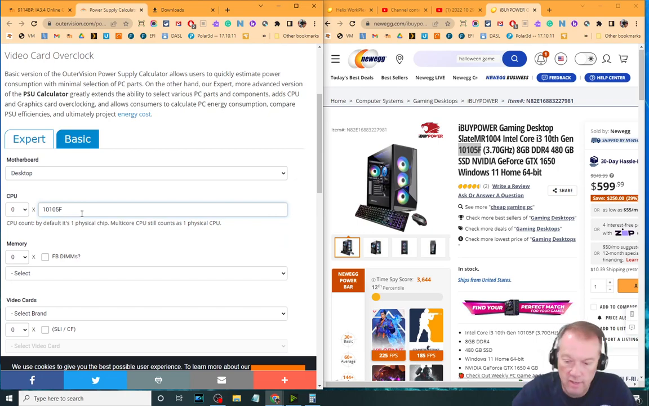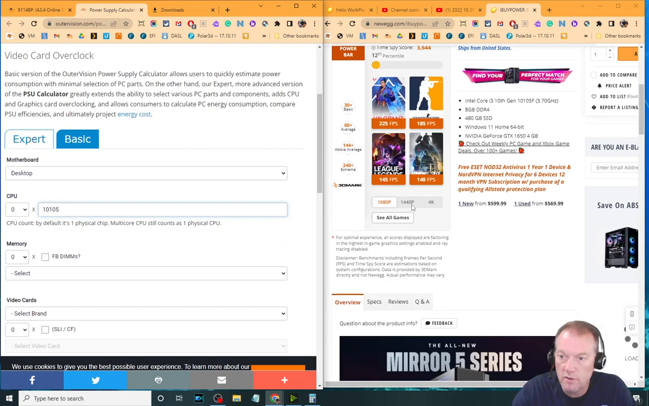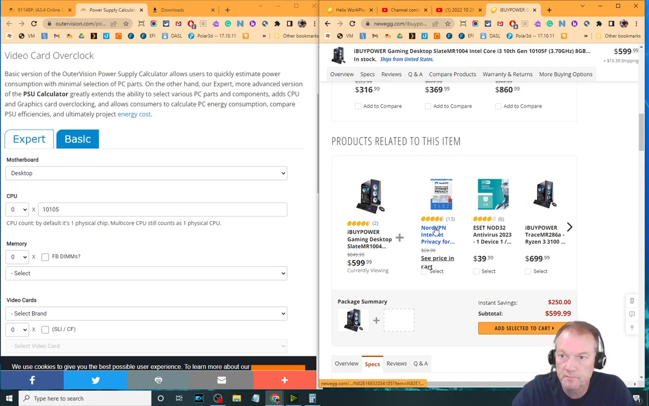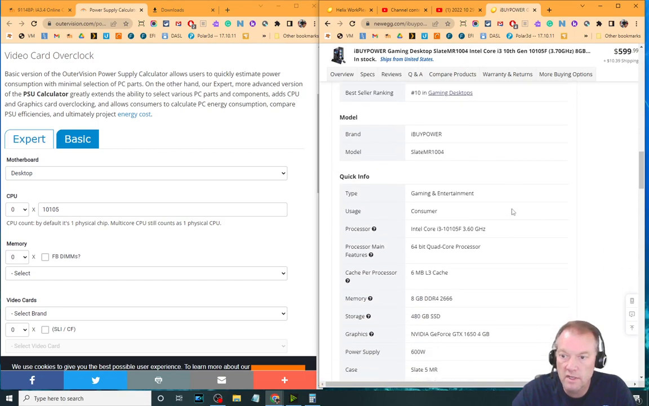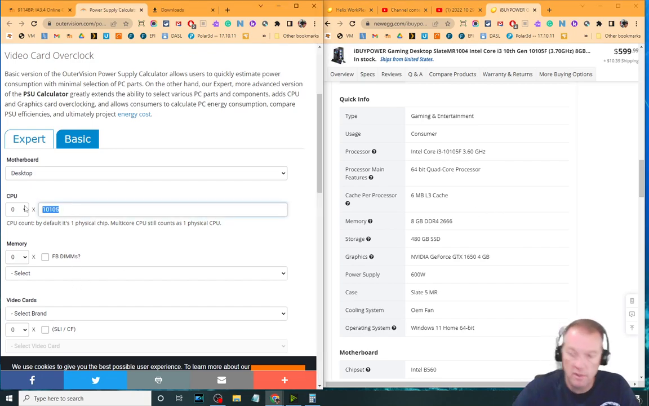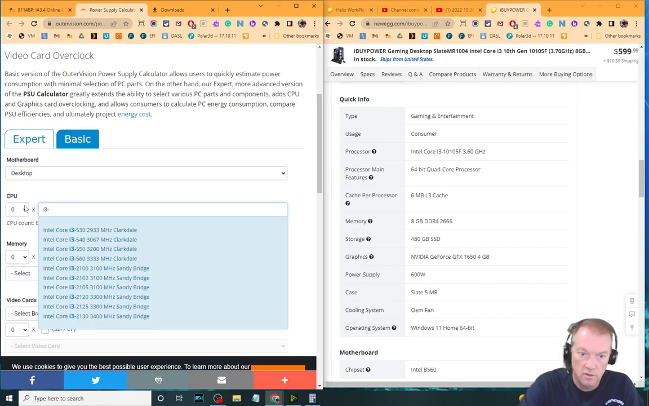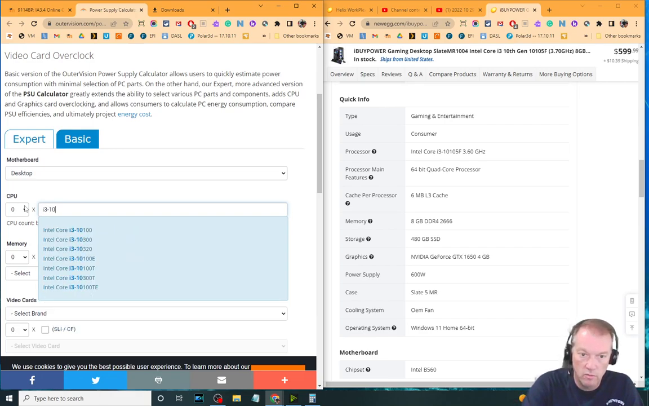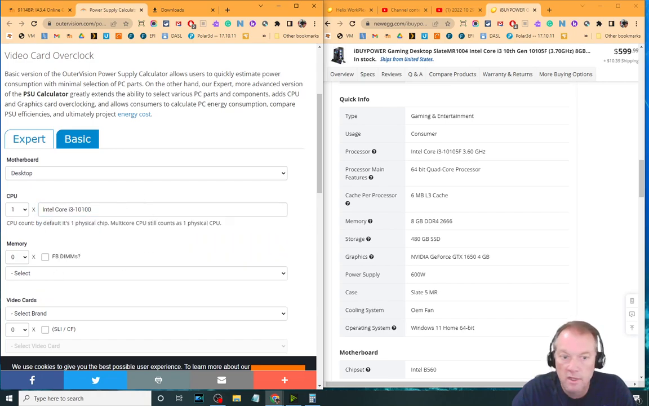And if you didn't know that was the CPU, you could also go down here under CPU, where it says, what is the CPU? The i3-10105, i3-1010. It's not showing up on here. Look at that. We're going to have to go with the 100. It's unfortunate, isn't it? I hate to be off on that, but we're going to go with that one.